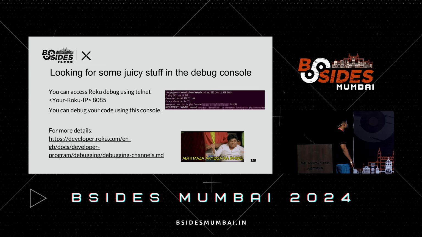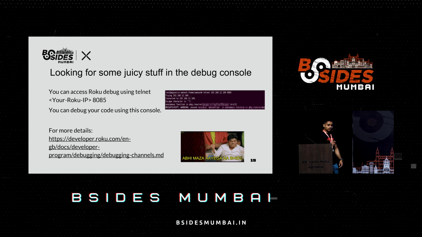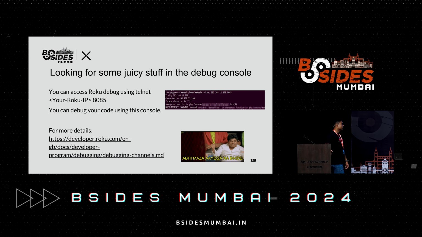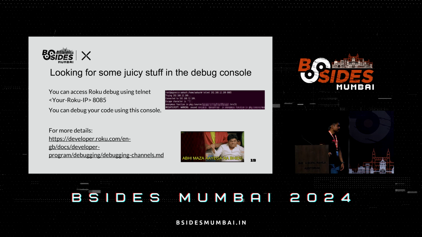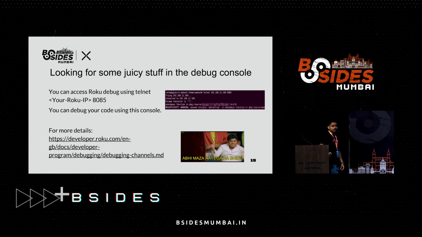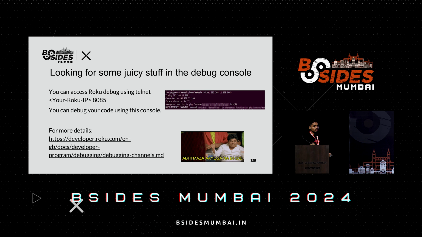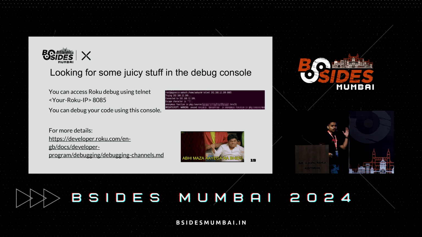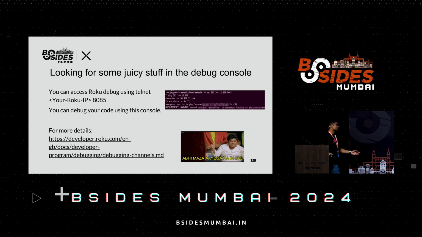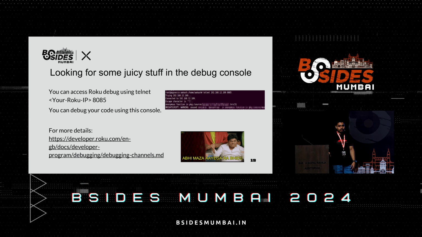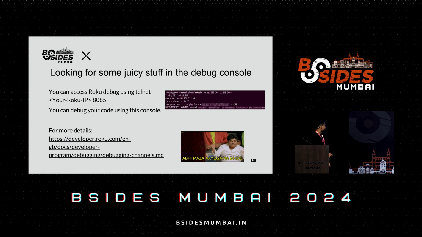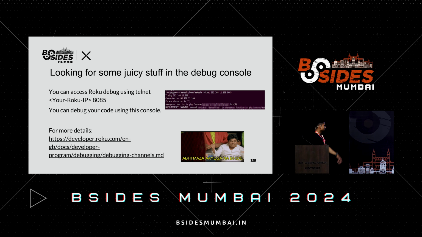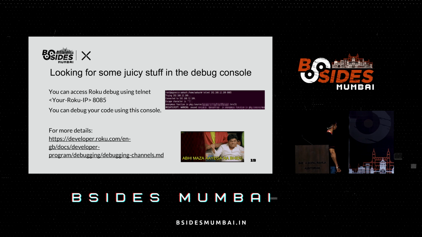Side channel leaks, right? So let's talk about what you can find in the debug console. There is a debug console in a Roku device, which can be accessed at your Roku IP address on port 8085. You can connect to that port, and once you serve the channel, it will start logging, based on how the channel is developed, what has to be logged. You can read about the debug console more in the following link.